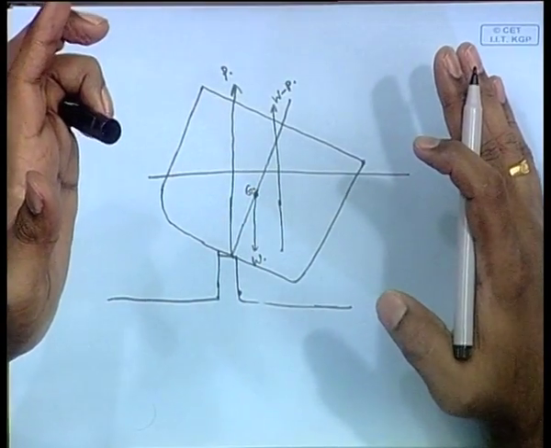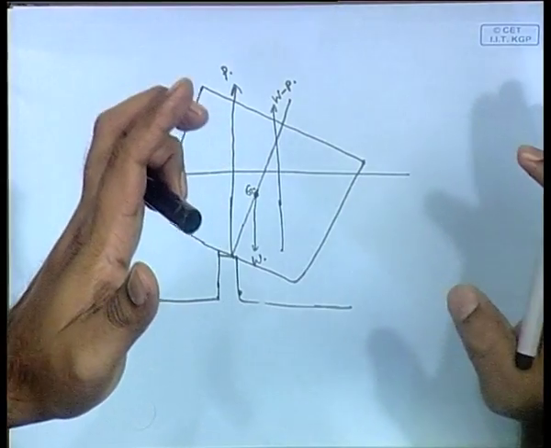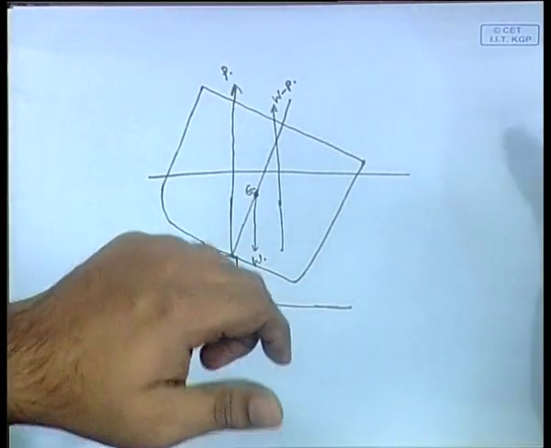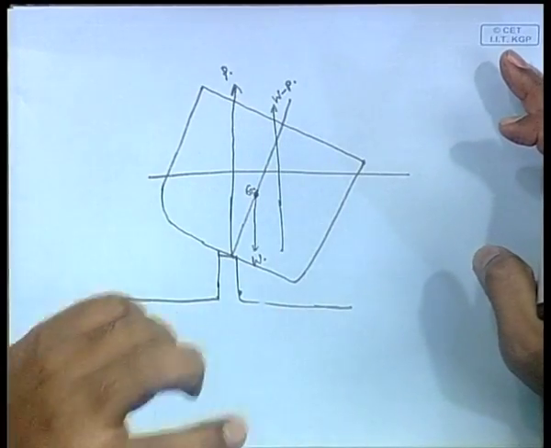Now in this problem, there are two derivations right now, one we completed last class, one which we didn't do. What is the purpose of the two derivations? The purpose is to find how much the GM changes. That means how much the metacentric height changes as a result of this dry docking. So that is the purpose of these two exercises.